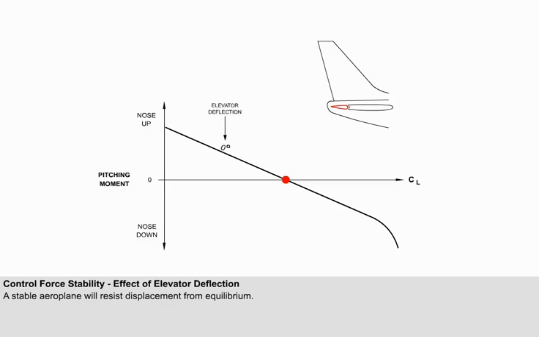The effect of elevator deflection on pitching moment is illustrated. The elevator is neutral to the tailplane, and the aircraft is flying level at a given lift coefficient. A momentary increase in angle of attack generates a stabilizing nose-down pitching moment. A momentary decrease in angle of attack generates a stabilizing nose-up pitching moment.